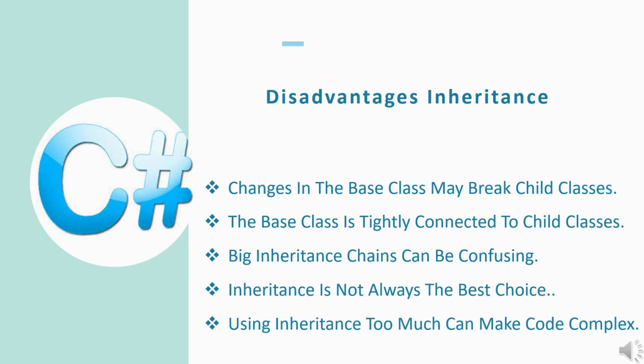3. Big inheritance chains can be confusing. If many classes inherit from each other, it can be hard to keep track of what each class does. 4. Inheritance is not always the best choice. Sometimes using other ways like composition, using objects inside objects, is better. 5. Using inheritance too much can make code complex. Overusing inheritance can make the program hard to understand and maintain.